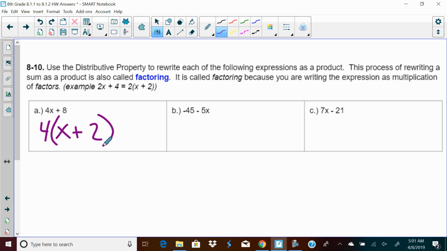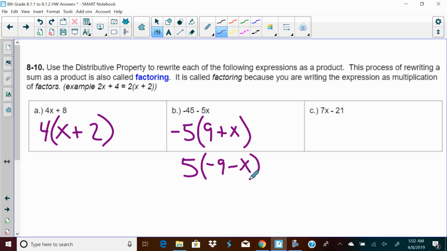This one actually had 2 answers. I could pull out a negative 5 and write it as 9 plus x, or I could have just pulled out 5 and wrote it as negative 9 minus x. For C, 7 goes into both of them, so I get x minus 3.